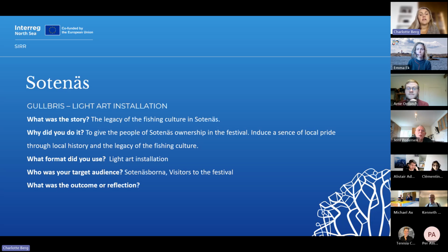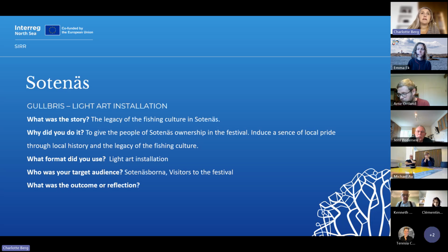But we also decided, because of SIRR, that we wanted to be part of the actual art installations or the art pieces. It's already very connected to the place, although it is all international or national artists. So nobody's from Sotenäs. I'm not sure if there's ever been any from western Sweden.